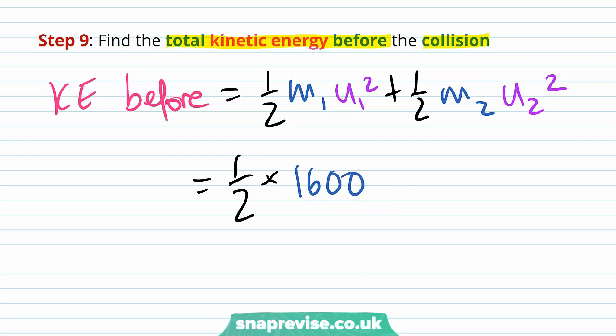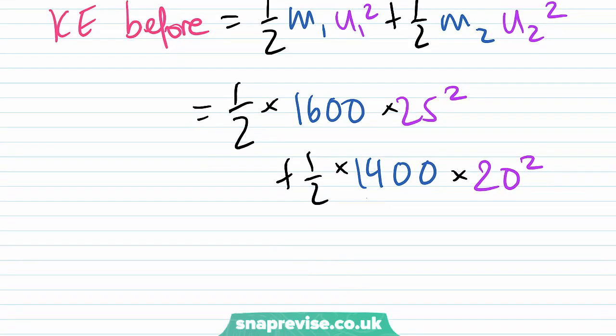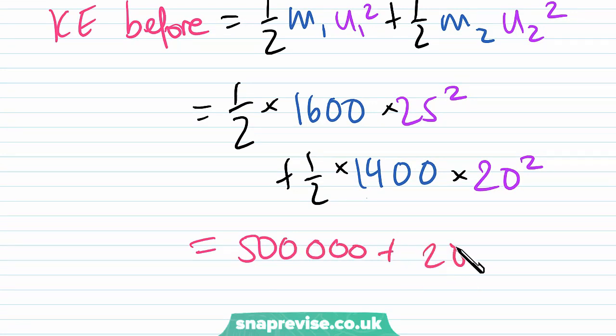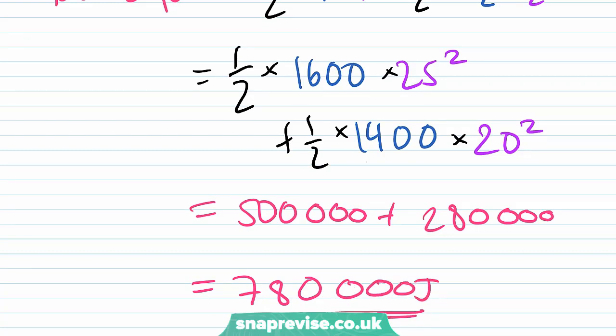1600 times 25 squared, because that's the velocity of this car before the collision, plus a half times 1400 times 20 squared. So we then end up with the kinetic energies 500,000 plus 280,000 joules. So this gives us a total kinetic energy of 780,000 joules before the collision. This kinetic energy is for the red car, which was the heavier car, and this kinetic energy was for the blue car.